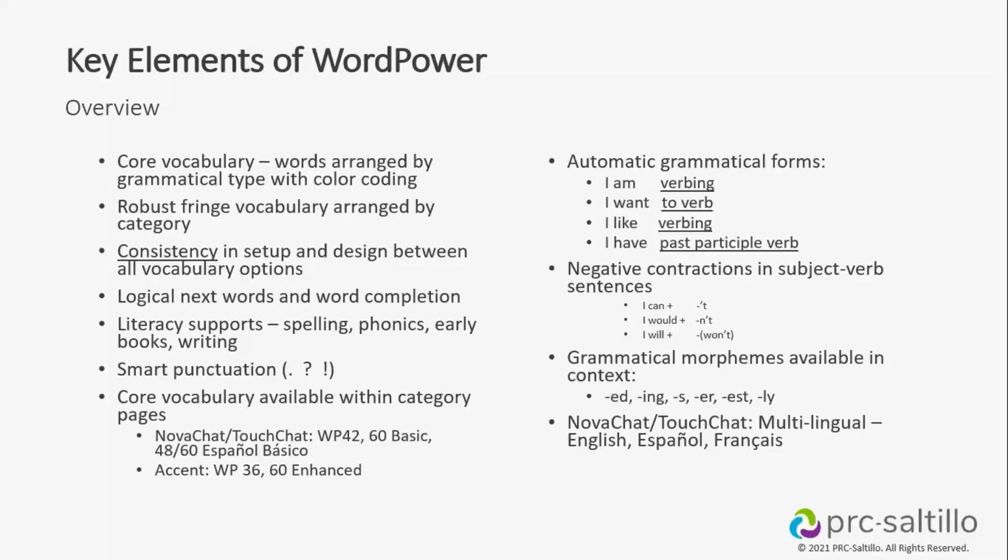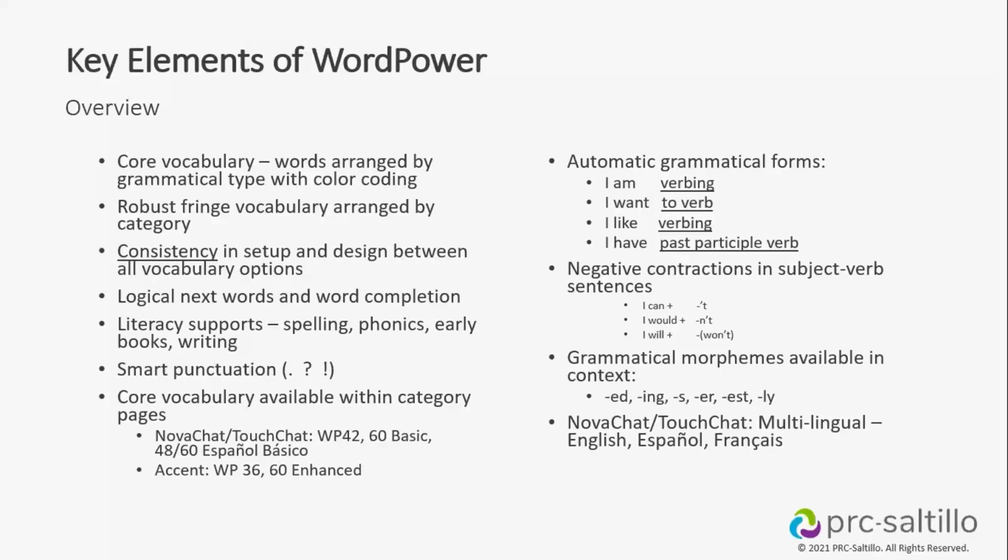There's always smart punctuation. Again, I'm going to be demonstrating all of these things. And one of the things I'm doing on almost all of my newer work now is including core vocabulary within the category pages. So, of course, core is on the main page, and then oftentimes you'll find core vocabulary in category pages with WordPower also.